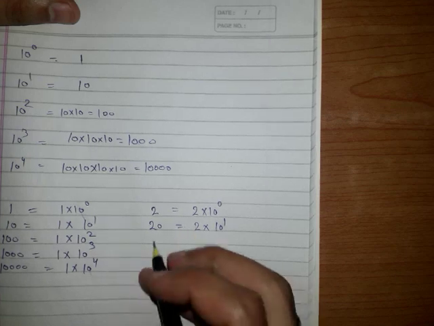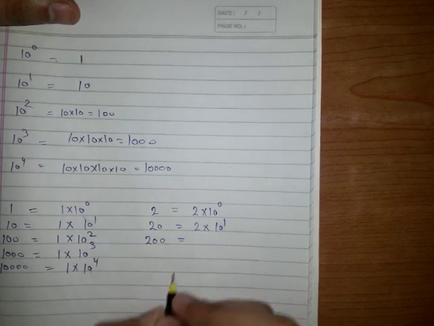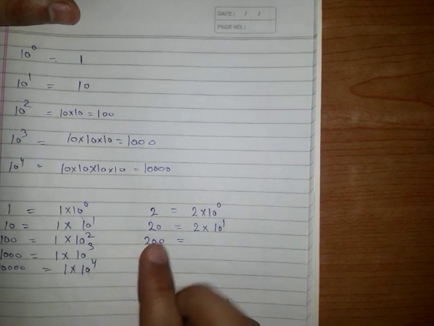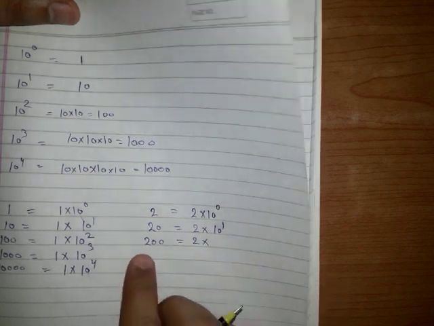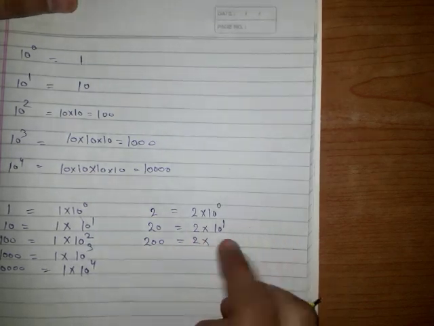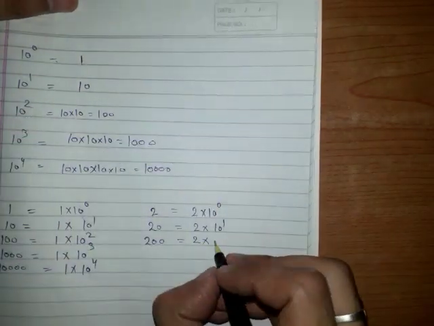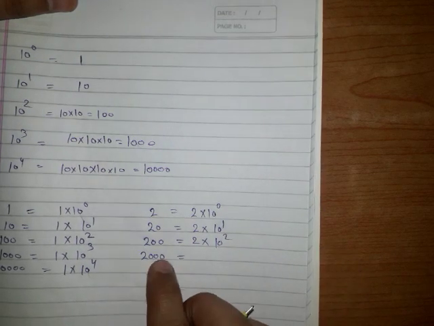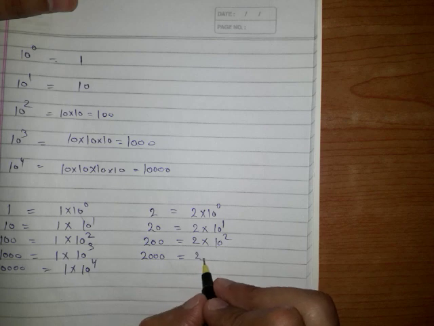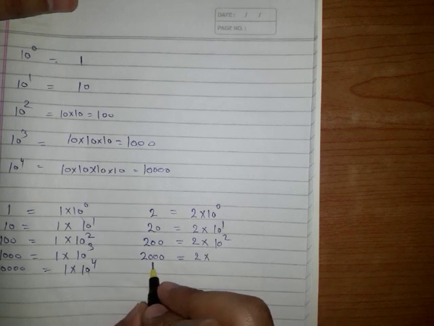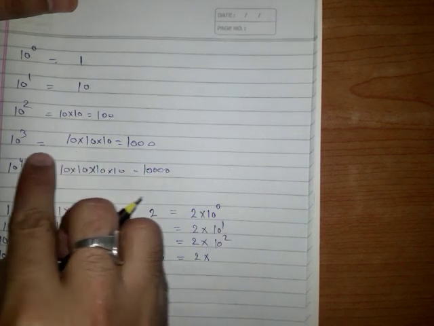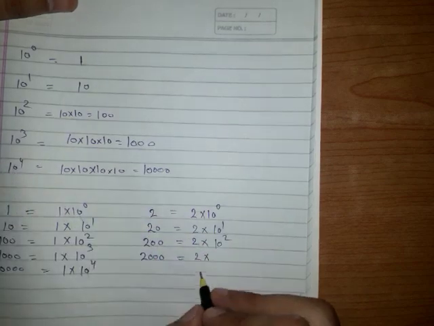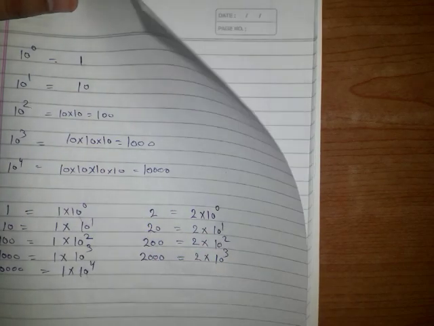Now how will you express 200 in its standard form? It is equal to 2 into 100, and to write 100 we can write 10 raised to the power 2. Now how will you express 2000 in its standard form? If you multiply 2 with 1000, you will get 2000, and we can express 1000 as 10 raised to the power 3, so we can write 2 into 10 raised to the power 3.